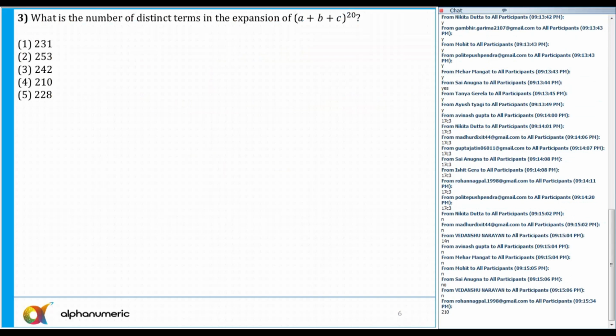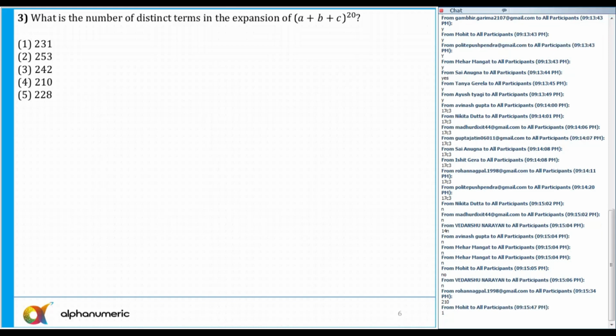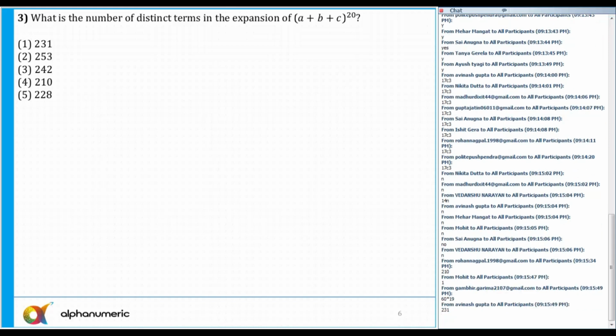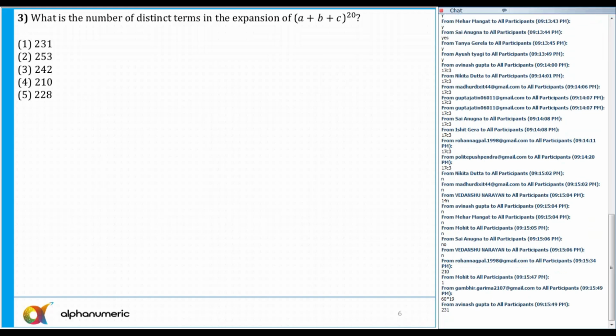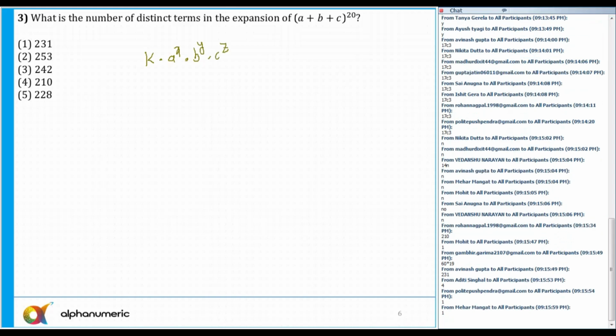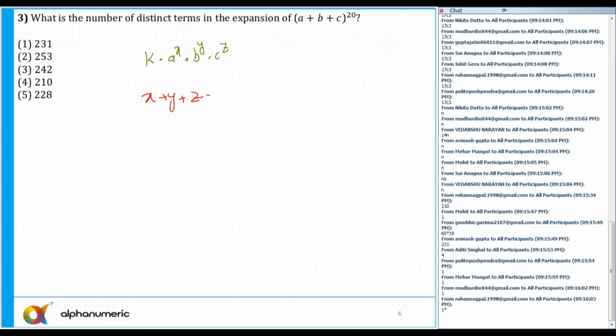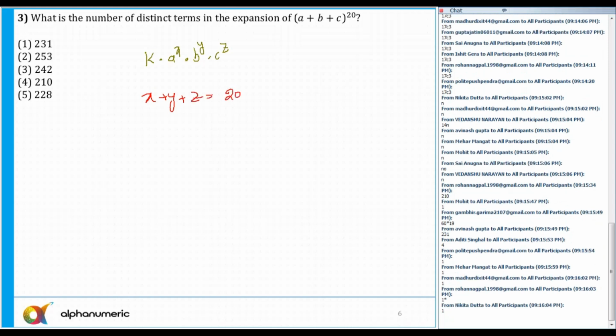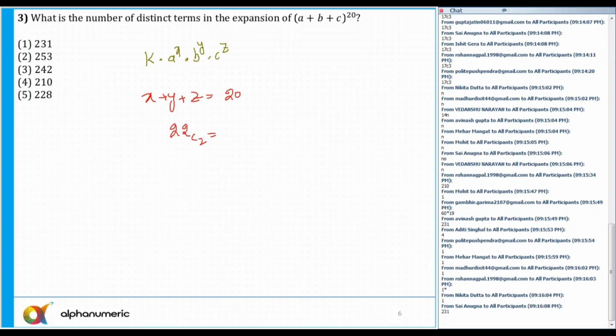Okay, Rohan is saying 210, option 4. Anyone else? Option 1. Meher is saying option 1. All right. So the general term is going to be k into a raised to power x into b raised to power y into c raised to power z. But the sum of all the powers, x + y + z, must be equal to 20. So the answer is 22C2. And 22C2 is equal to 22 into 21 by 2. So that is 11 into 21, which is equal to 231.